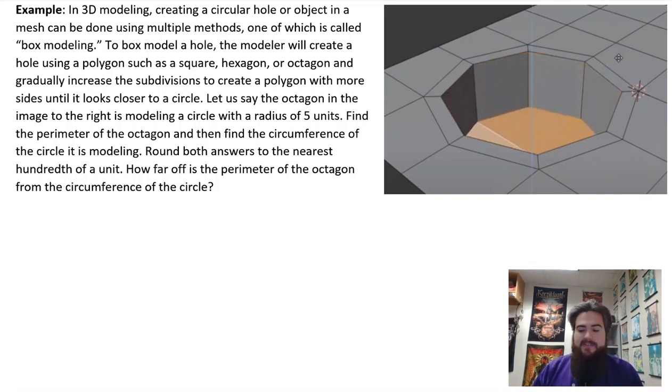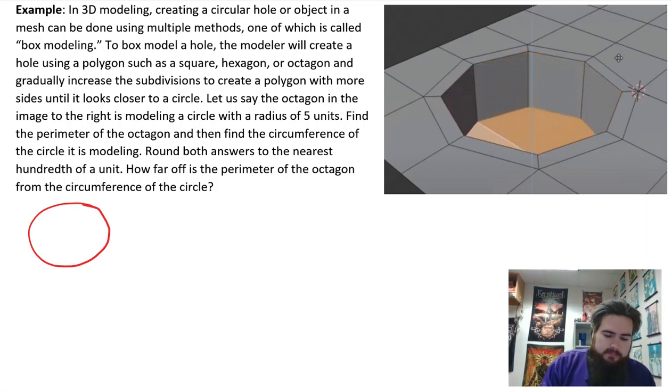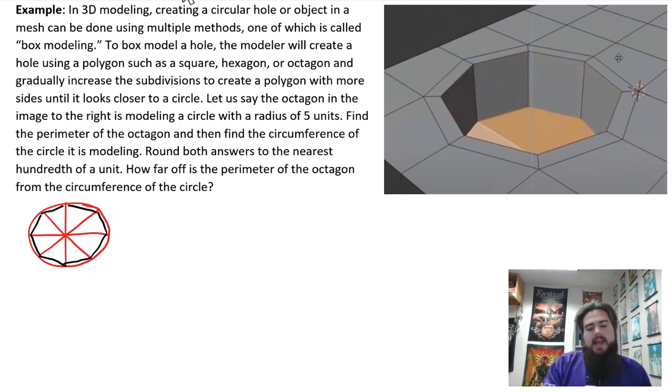Well, here, if we have an octagon that is trying to model a circle, that would look something like this. I'll put the sides in black. So we have something that looks kind of like a wheel here, where I have that octagon on the inside that's trying to model the circumference of a circle. And if you notice, those lines are pretty close. They're obviously more rounded for the circle, so that means our octagon is going to be a little bit short of the perimeter. But our goal here is to first find the perimeter of that octagon.